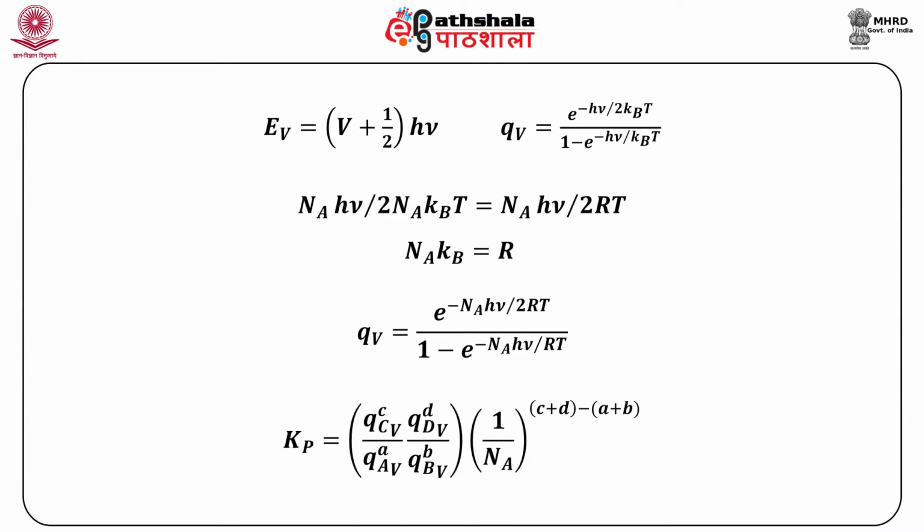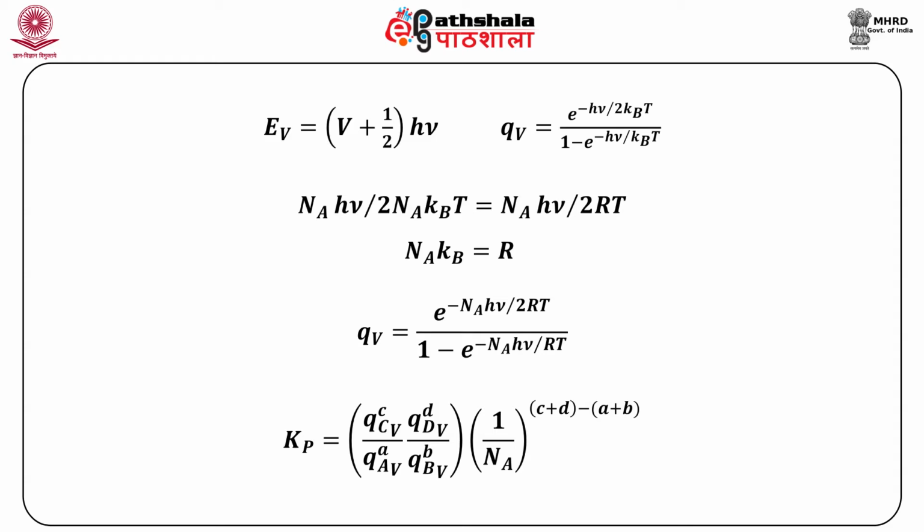Firstly, with zero point energy, where the energy expression is (V plus 1/2) times h times frequency, where V is the vibrational quantum number. This is the expression with zero point energy, which means that even for quantum number 0, the energy value will not be 0. For this, the partition function is Q_v equals e to the power minus h nu upon 2 k_B T, upon 1 minus e to the power minus h nu upon k_B T. Here nu is the frequency of vibration corresponding to the transition state complex, k_B is the Boltzmann constant and h nu by 2 is the zero point energy.